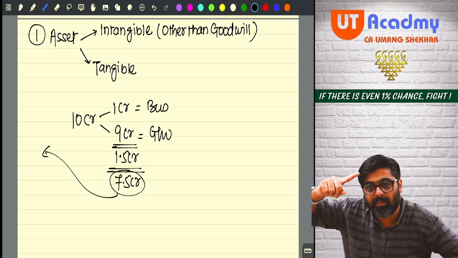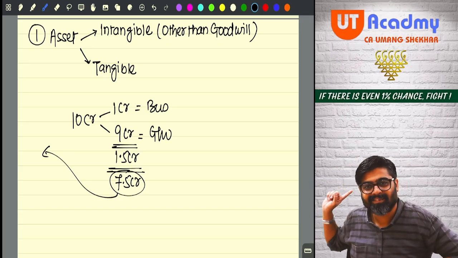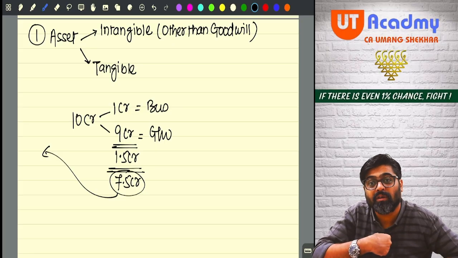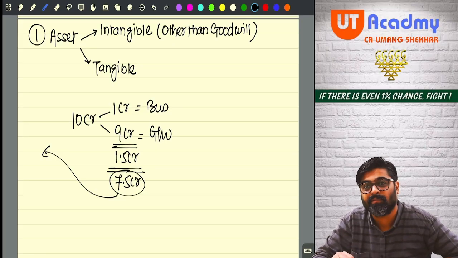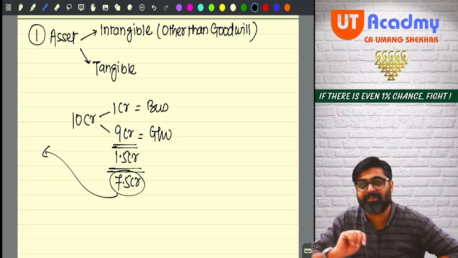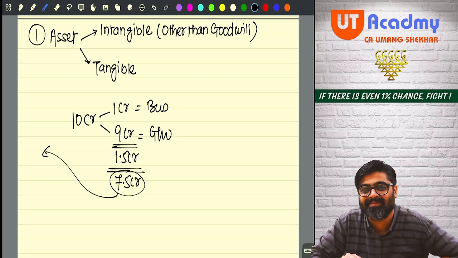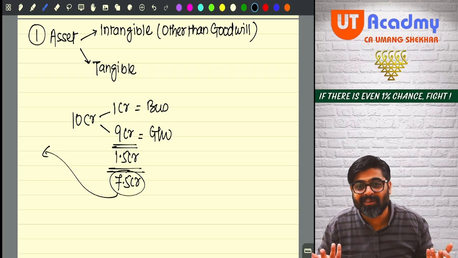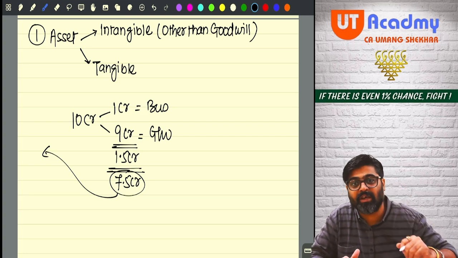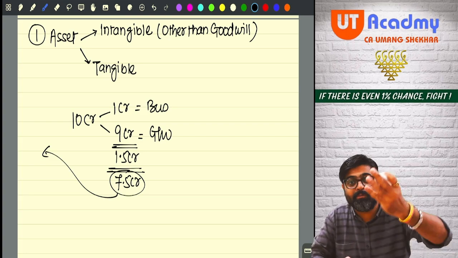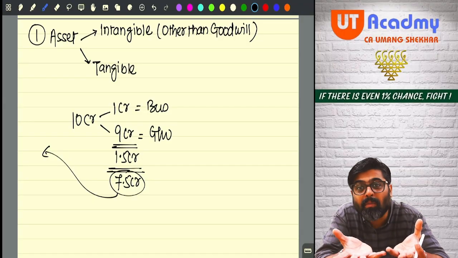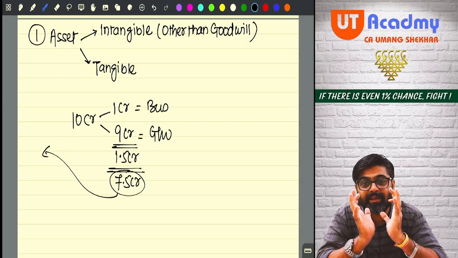Which I will be claiming as depreciation. I am claiming the depreciation for that amount which I have not spent also, thereby reducing my business profits. So I am on a winning side only, no? If he would have agreed, I would have given him 15 CR also. I would have given him 20 CR also. The more amount I will give him, the more amount of goodwill I will get.